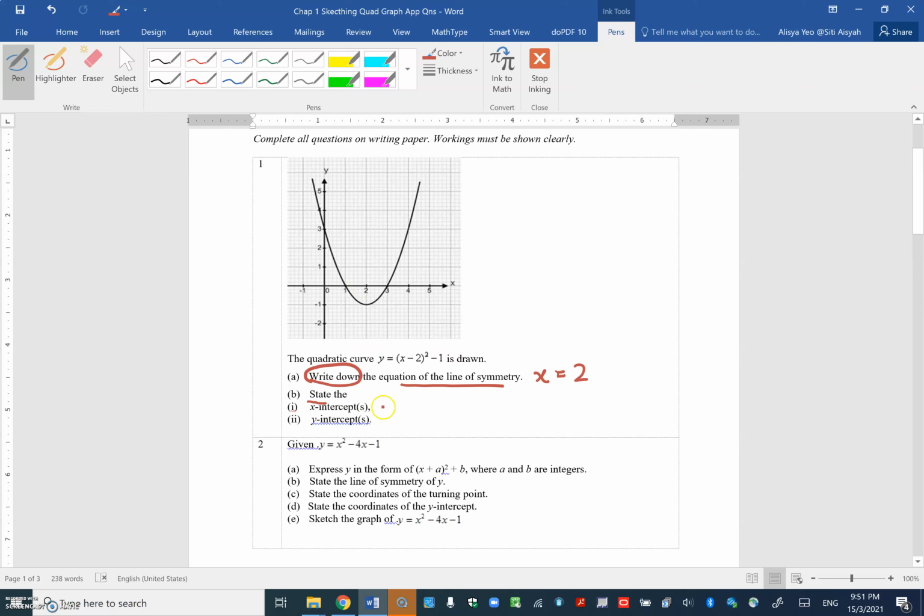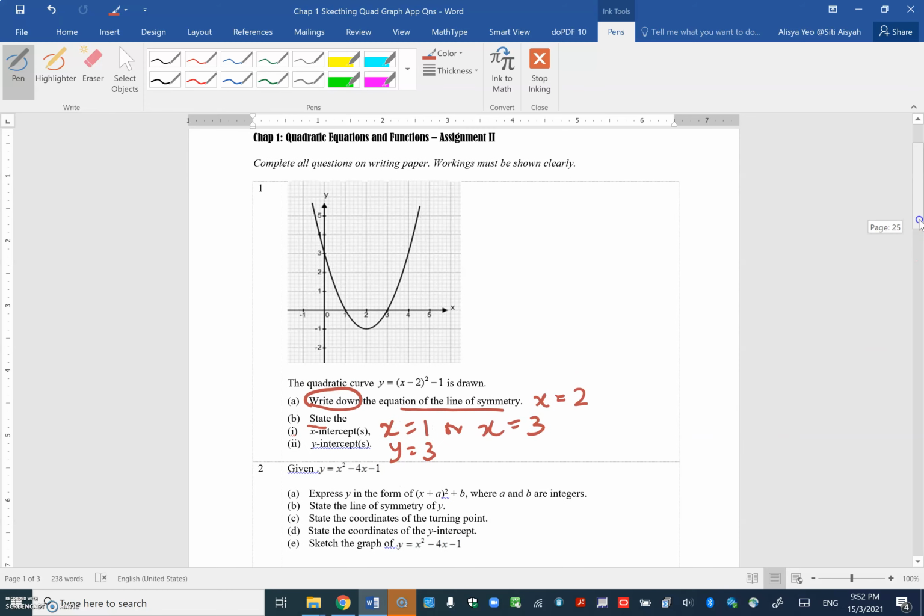The x-intercepts, it is just looking at the diagram, 1 and 3. Even if they don't give you the diagram, then you can do your working. Solve for x-intercept by putting y equals 0, then solve accordingly. Okay, y-intercept, since they say state, no working required, the y-intercept is just y equals 3. Okay, so this one, I think I'll write it as x equals 1 or x equals 3. Okay, so that's it for your application questions.